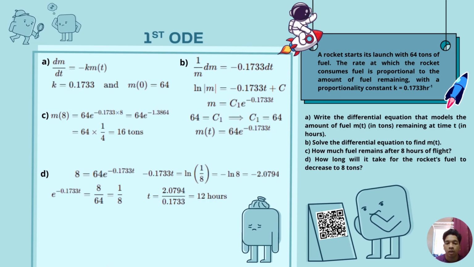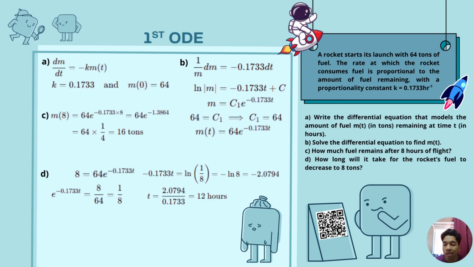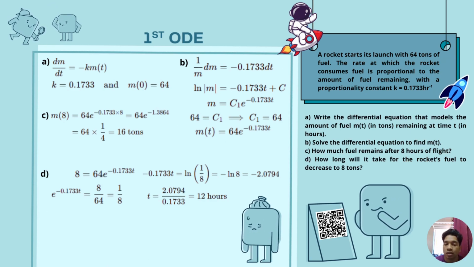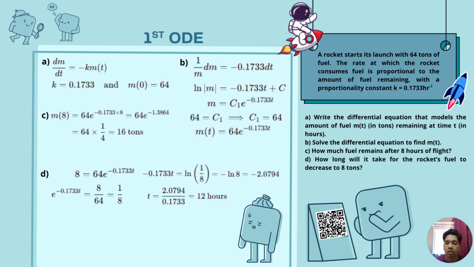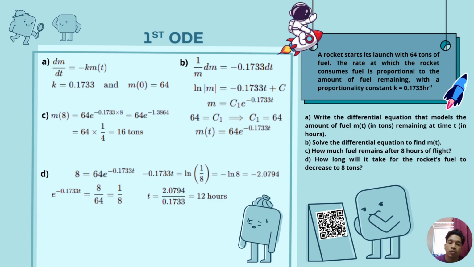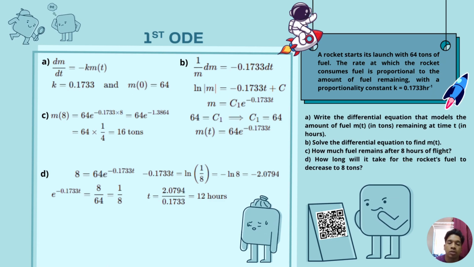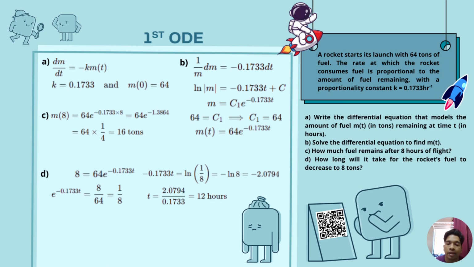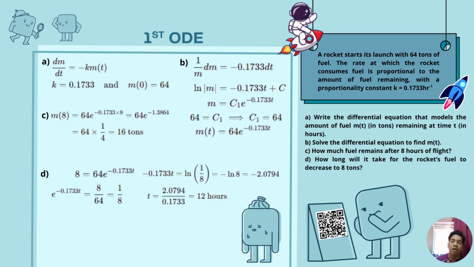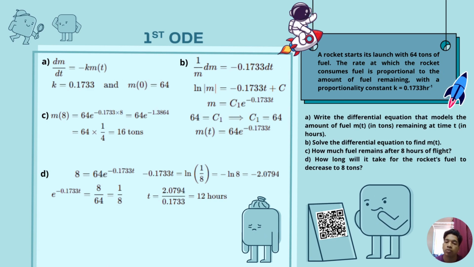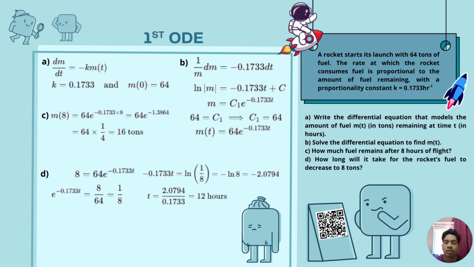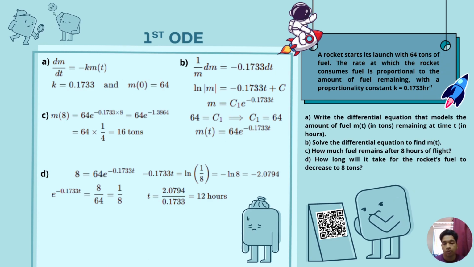The next question is, how much fuel remains after 8 hours of flight? We substitute 8 into the t, and we will get 16 tons for the fuel. And then, how long will it take for the rocket's fuel to decrease to 8 tons? We substitute 8 tons into the m, and we will get t equal to 12 hours. For more information about this question, you can scan the QR code.